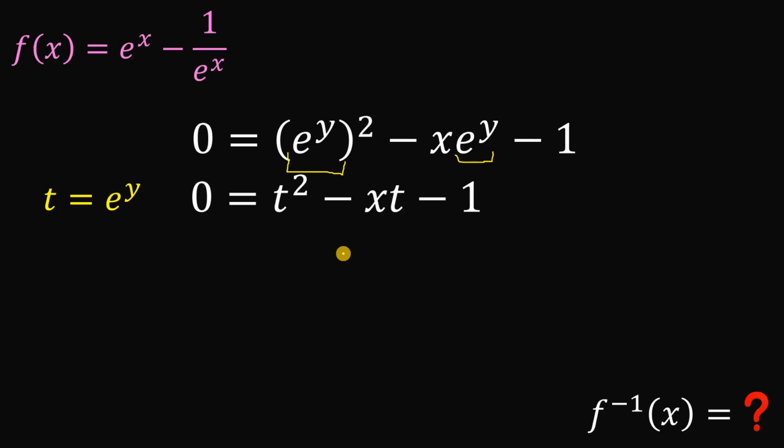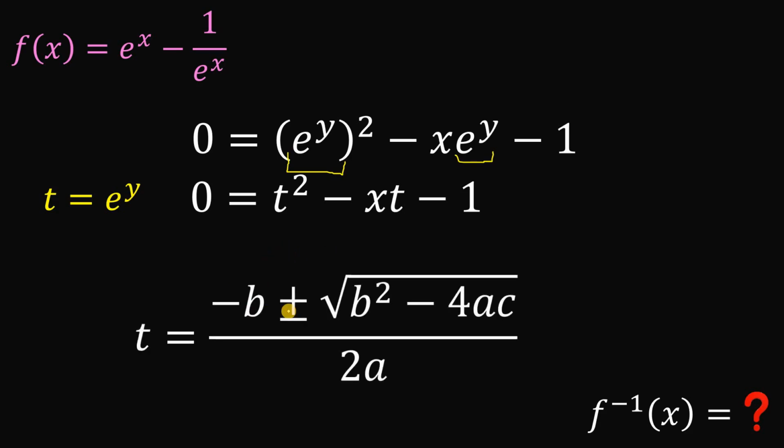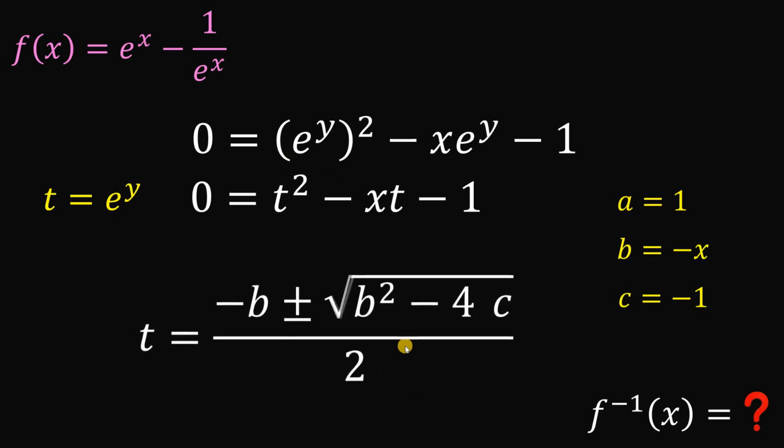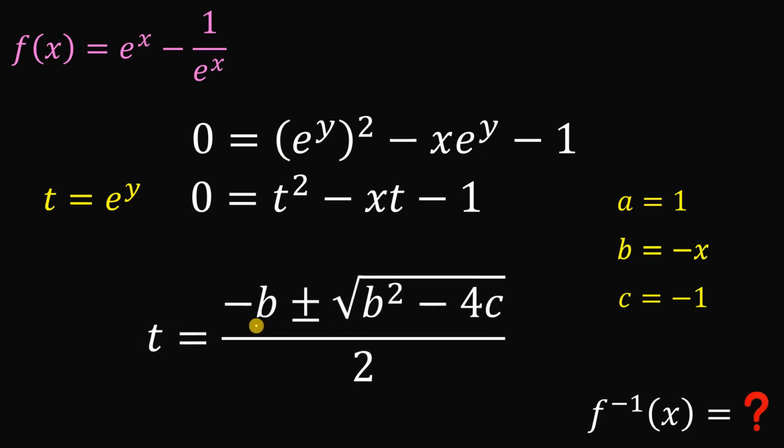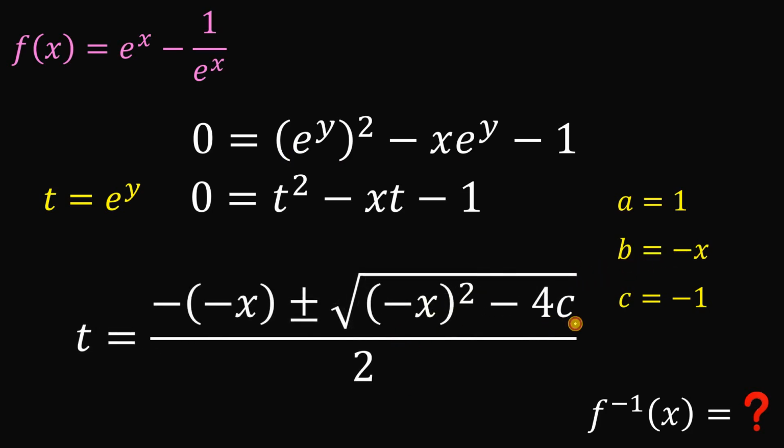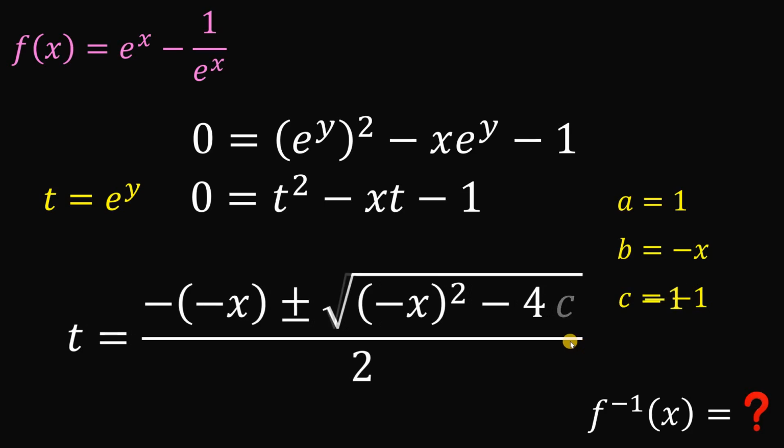Now, this is a quadratic equation in terms of t. So, to find t, we will use the quadratic formula, negative b plus or minus square root of b squared minus 4ac all over 2a, wherein a is the coefficient of t squared, which is 1, b is the coefficient of t, or negative x, and c is the constant, which is negative 1. So, let's replace all a with 1. Now, all b with negative x. And the last one, c, with negative 1.